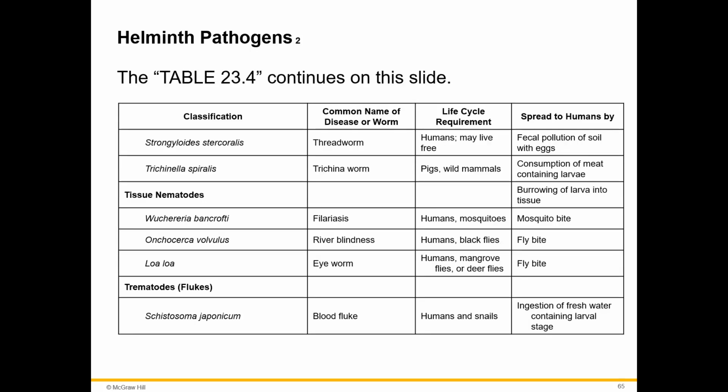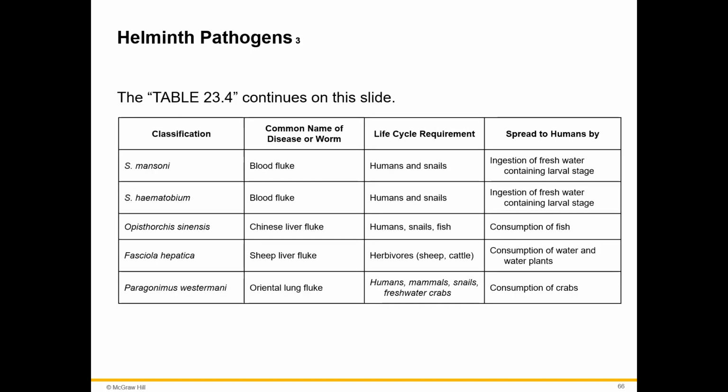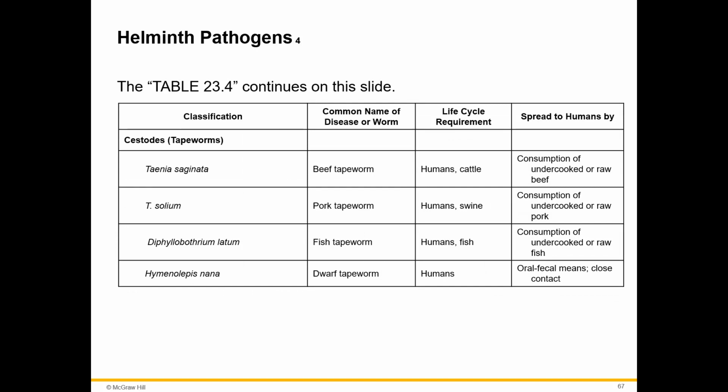And so we've also got threadworms. We've got the trichina worms, right? Which are little circular kind of guys. Then we've got different nematodes that can occur within the tissue, and they can cause filariasis, or river blindness, or eye worms. Then we've got our trematodes, which are basically our flukes, and those can occur in the blood or in the liver, in sheep. We've got all these different kinds, and we're going to look at some of those, okay?